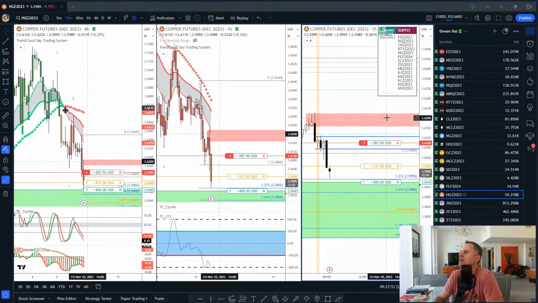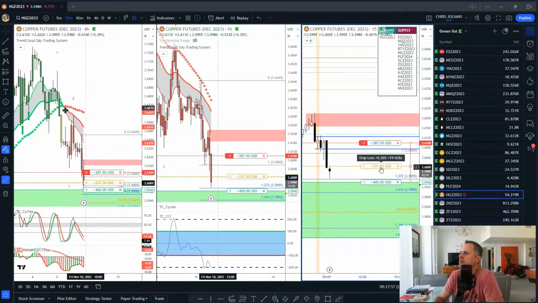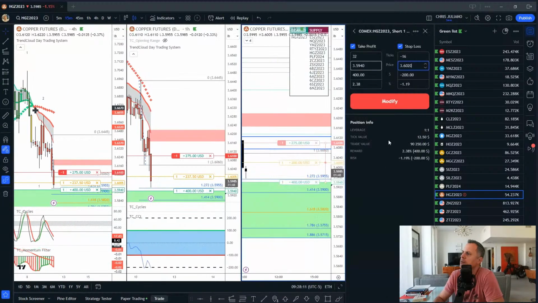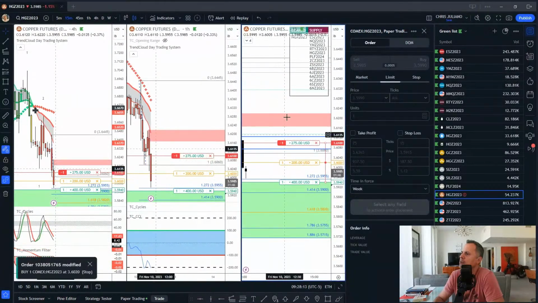Great. Fantastic. This was the original risk right here. We were just above right there. $100 risk. And now, there you go. There's your 2-to-1.